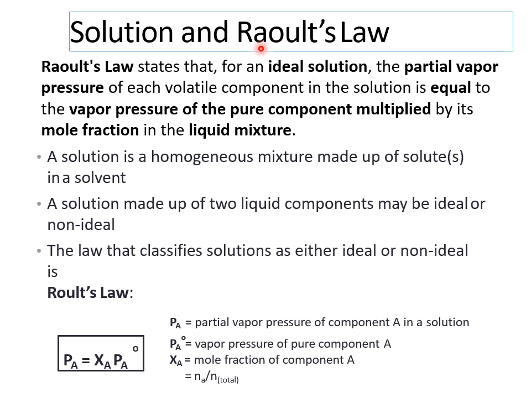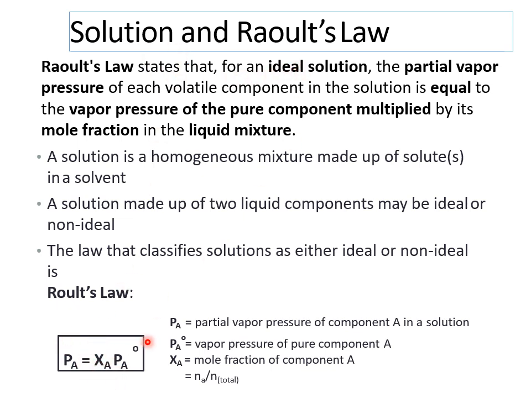Now, solutions and Raoult's law. Raoult's law states that for any ideal solution, the partial vapor pressure of each volatile component in the solution is equal to the vapor pressure of the pure component multiplied by its mole fraction in the liquid mixture. A solution is a homogeneous mixture made up of a solute in a solvent. A solution made up of two liquid components may be ideal or non-ideal, and Raoult's law classifies the solution as ideal or non-ideal based on this formula.